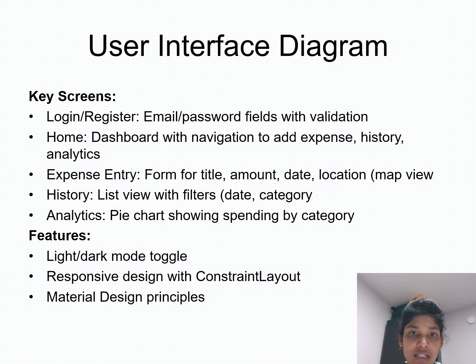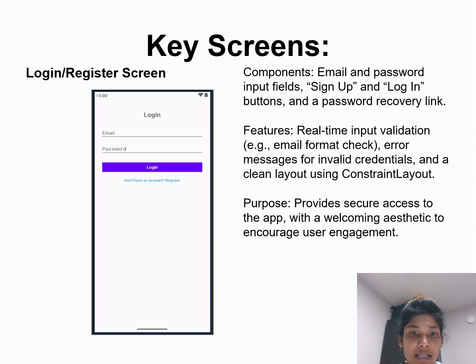PET's UI includes login, register, home screen, expense entry, history, and analytics screens, featuring light and dark modes, responsive layouts, and material design principles. And next, these are the key screens. The login or register screen offers email or password fields with real-time validation, ensuring secure access with a clear, user-friendly layout.